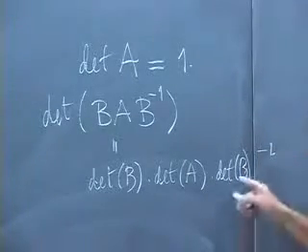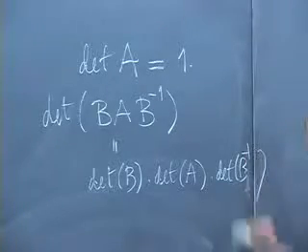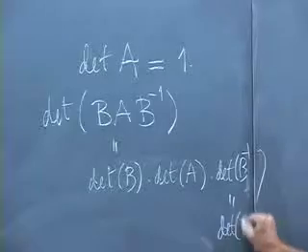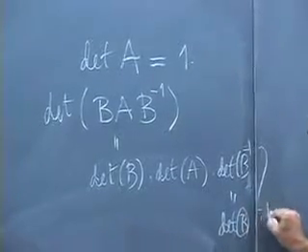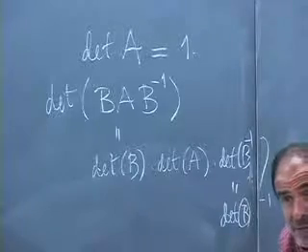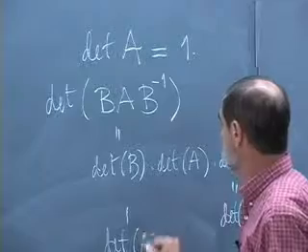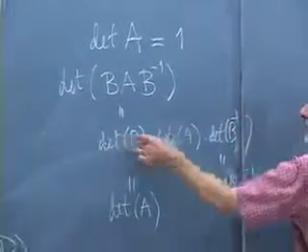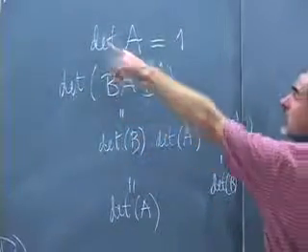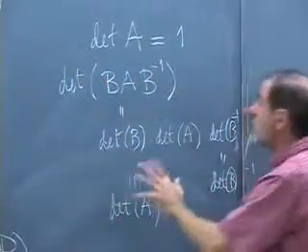Right? But the determinant of the quantity B inverse is the same as the determinant of B inverse. And this multiplication takes place in a commutative group. So this is actually the same as the determinant of A, because the determinant of B commutes with the determinant of A. It's in a group where the multiplication law is commutative. So in this case, it's even stronger.